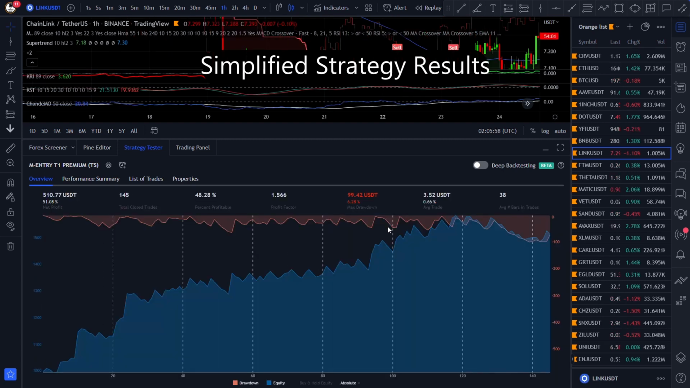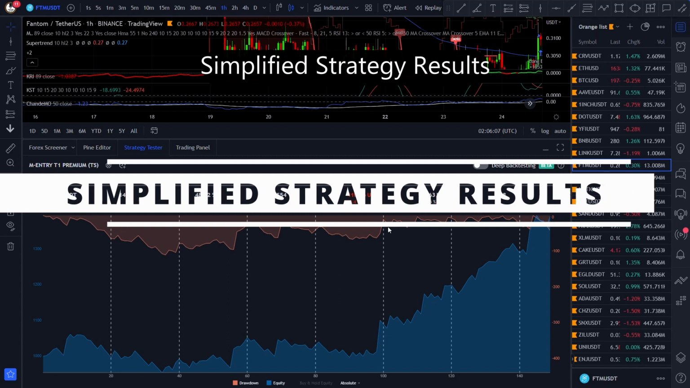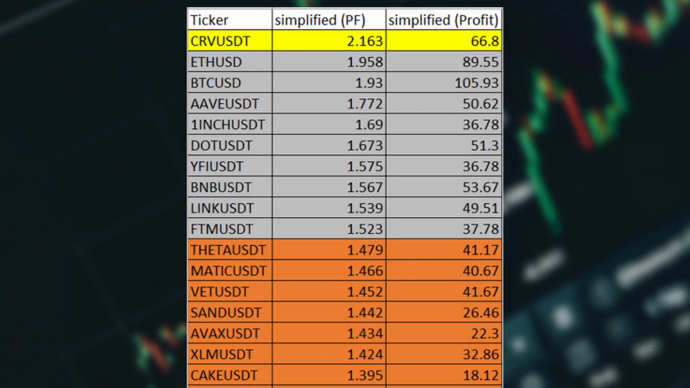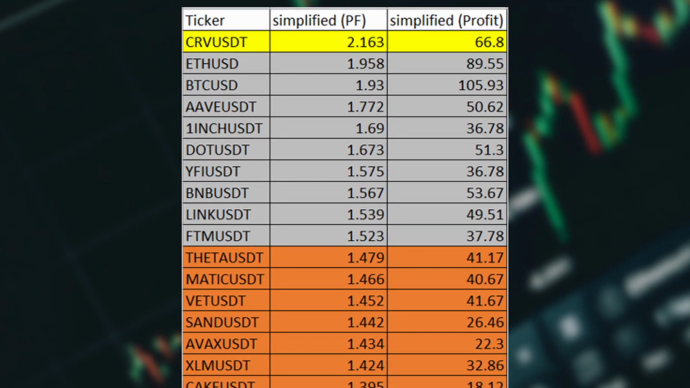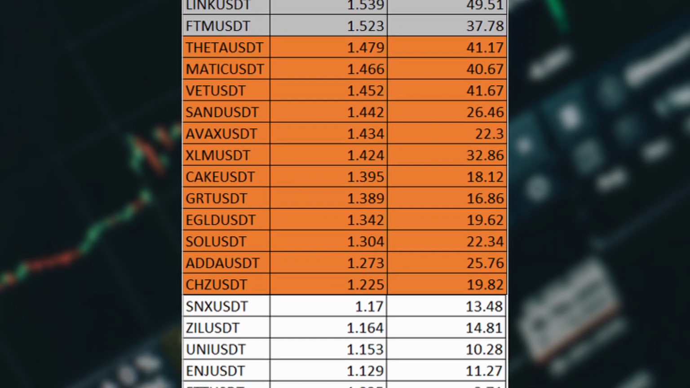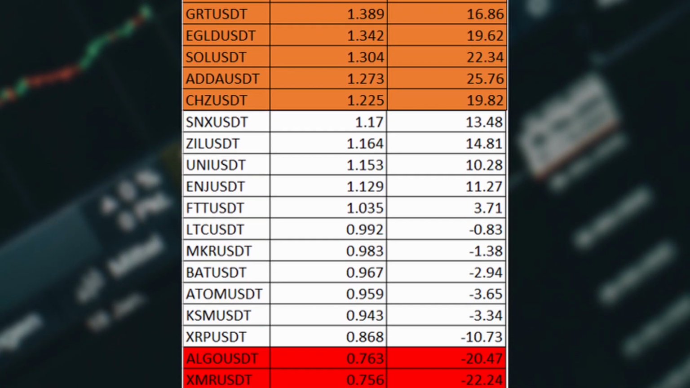After I went through all of these cryptos, I collected the profit factor and net profit results in an Excel sheet. I ranked the results based on profit factor, so the best performing assets are on the top. As you can see, we were able to achieve even a 2 profit factor and 105% net profit on only one asset. Out of these 36 pairs, 27 were profitable and only 9 lost money.